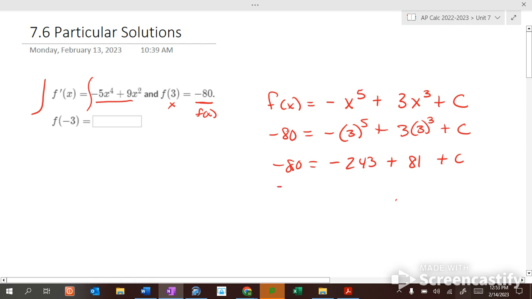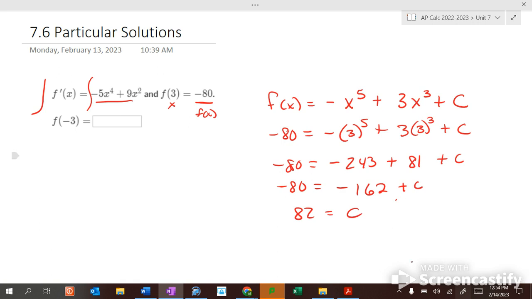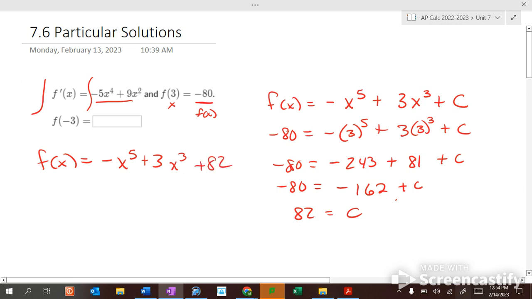So, what's negative 243 plus 81? Negative 162, right? Sure. Okay, and if we add 162 to each side, we get 82 equals c, right? Yeah. So, f of x equals negative x to the 5th plus 3x to the 3rd plus 82.